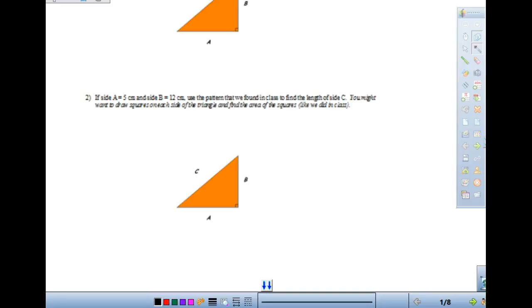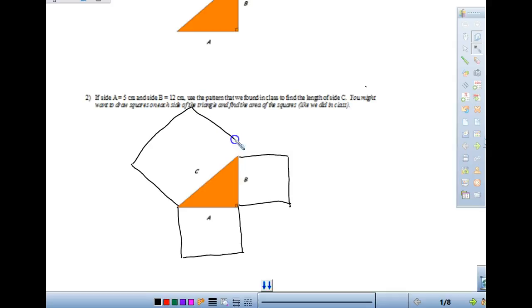If I was looking at your paper, what I will see is that you have drawn the squares off of each side of the triangle. And even if the square isn't perfect, in number 2, I should have seen kind of like a square coming off of each of these, even if it's not a perfect square. Okay? So when I'm looking at these, I should see squares.